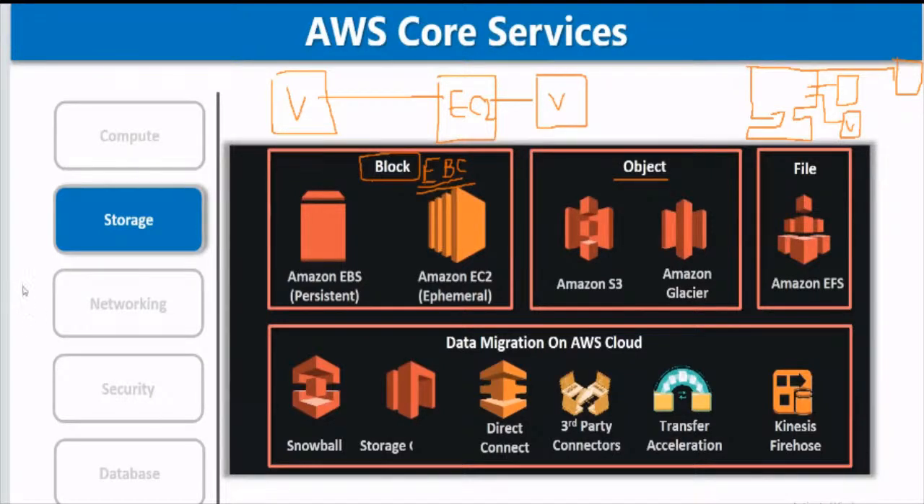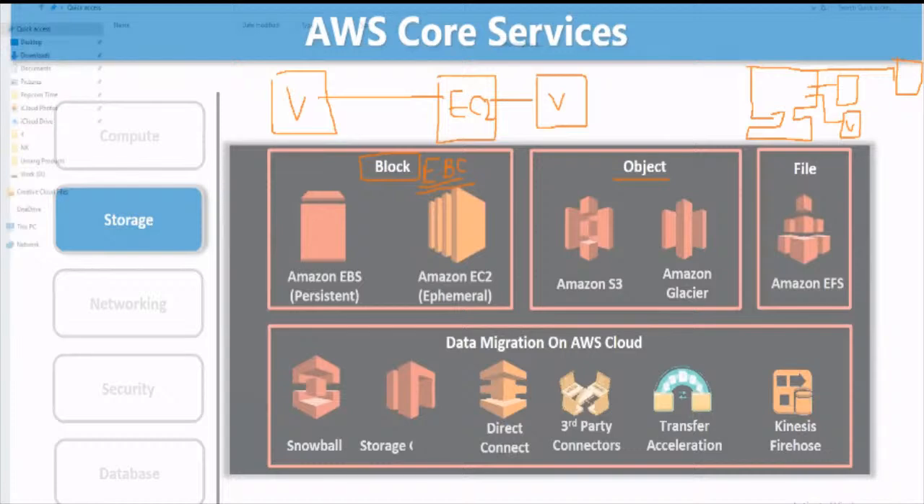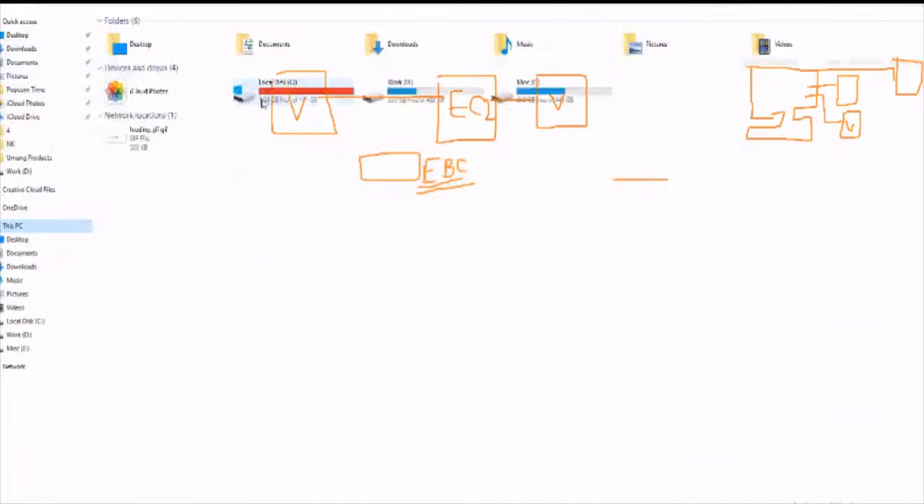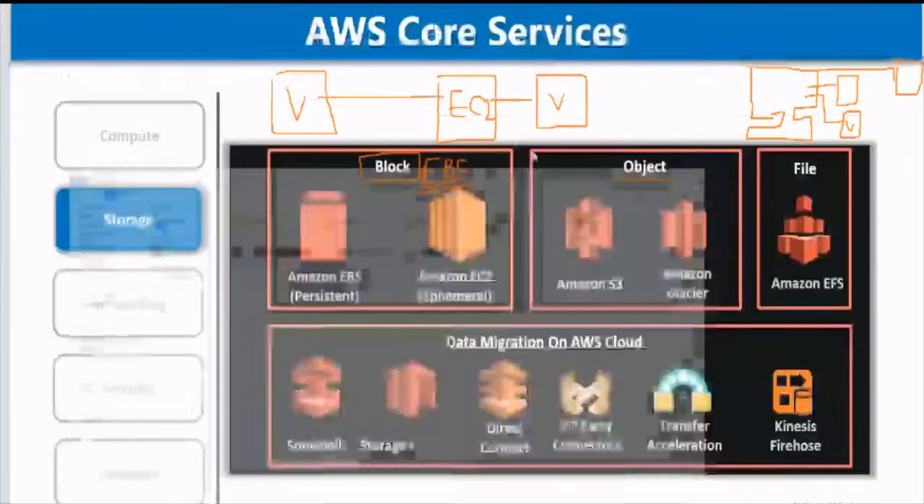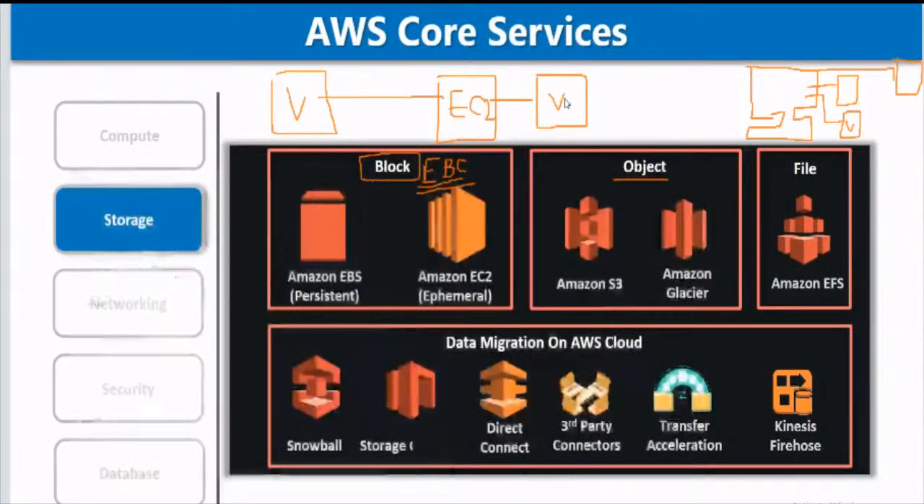For example, if we talk about our own PC, here we have the C drive, which is running on SSD, and then we have D and F, which are running on another, normal high performance hard disk, correct? So in the same PC, we have attached multiple hard disks. Same way, in a single server, we can attach multiple volumes, but a single volume cannot be attached to multiple servers. That is what EBS is.